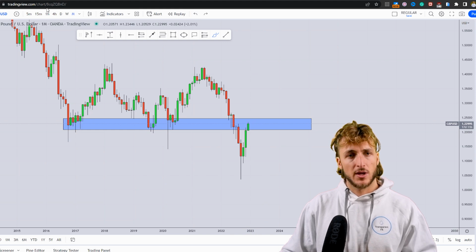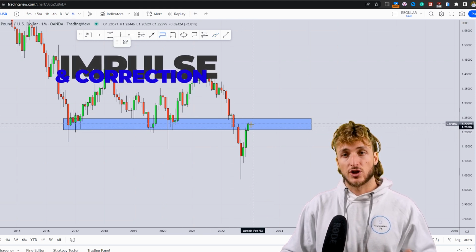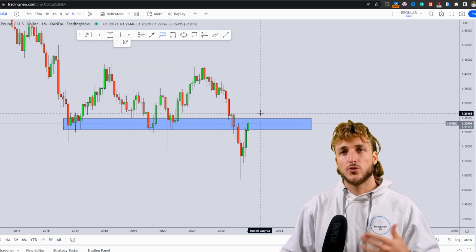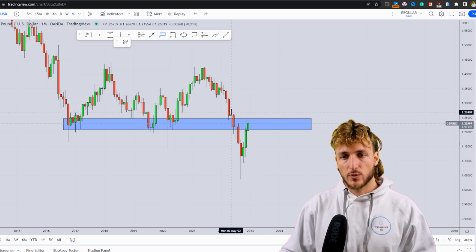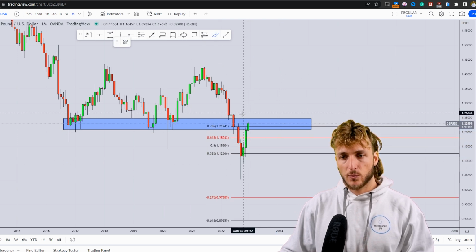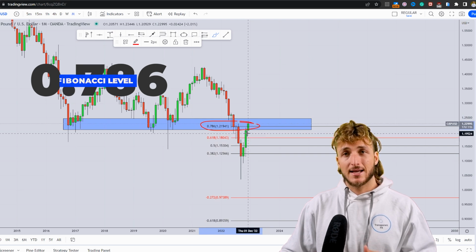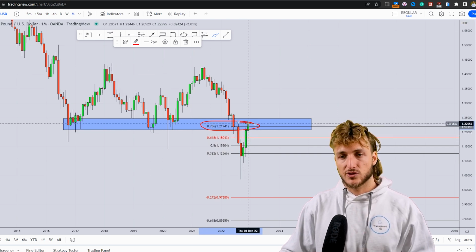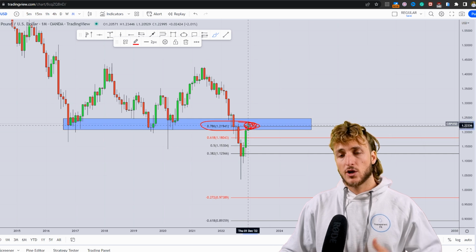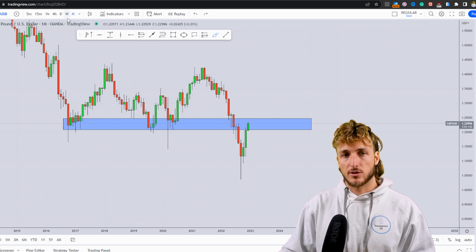Now, we can also notice how we do have an impulse and correction. And in general, after an impulse, if we want to measure the correction, what we have to do is take our Fibonacci from the high to the low of the impulse. And what we can see is that we have a 0.786 Fibonacci retracement lining up exactly with this previous monthly support and resistance, creating confluence of resistance here that we do expect the market to reject lower.